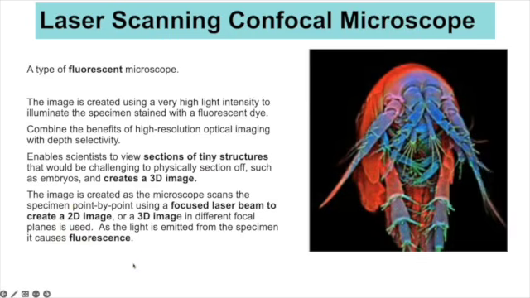And the image is created as the microscope scans the specimen point by point using a focused laser beam to create a 2D image or a 3D image in different focal planes. As the light is emitted from the specimen, it creates fluorescence.